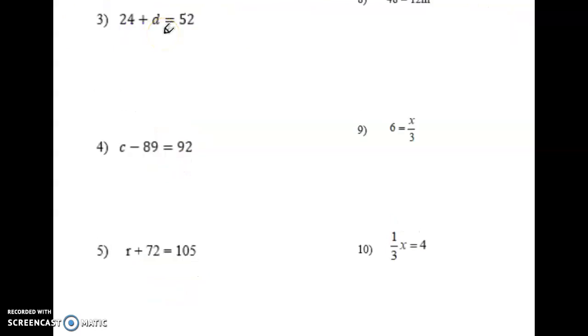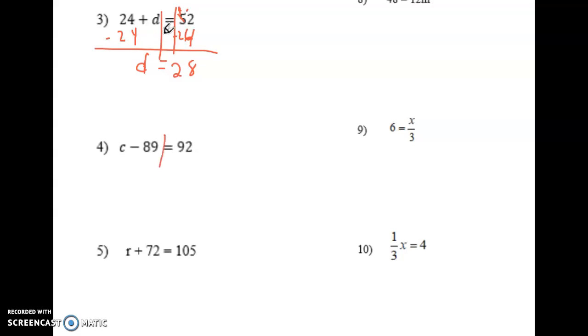Number 3, 24 plus d is the same thing as d plus 24. So you could use the commutative property. Draw my wall. The opposite of adding 24 is subtracting 24 from both sides. Oops, that's a 24. What are you left with on the left side? D. Bring down equals. 52 minus 24, I'm going to have to borrow. 12 minus 4 is 8. 4 minus 2 is 2, so d equals 28. If you check, 24 plus 28 should give me 52.